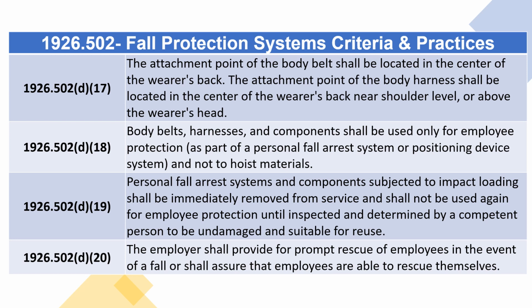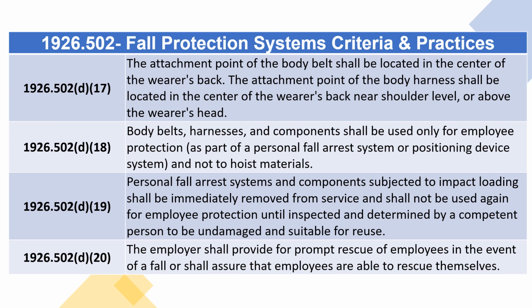1926.502 D17: The attachment point of the body belt shall be located in the center of the wearer's back. The attachment point of the body harness shall be located in the center of the wearer's back near shoulder level, or above the wearer's head. 1926.502 D18: Body belts, harnesses, and components shall be used only for employee protection, as part of a personal fall arrest system or positioning device system, and not to hoist materials.